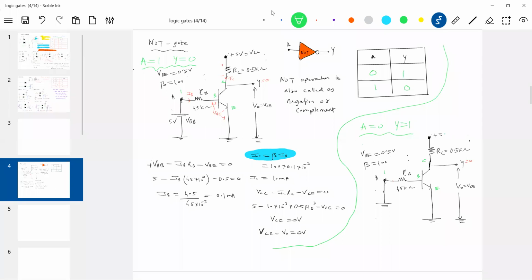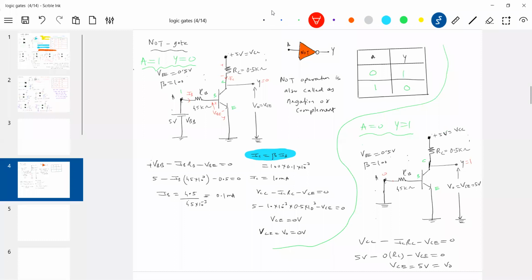Okay, let's see what will happen now. What will happen to V naught? Logic 0 is what we have brought in. What happened to Y? Let's write the loop equation now: plus VCC 5 volt minus IC RC minus VC equal 0. VCC is 5 volt, IC is 0, so 0 into RC. So VC I got is 5 volt. This is V naught. So what does it mean? Logic 1 will come.